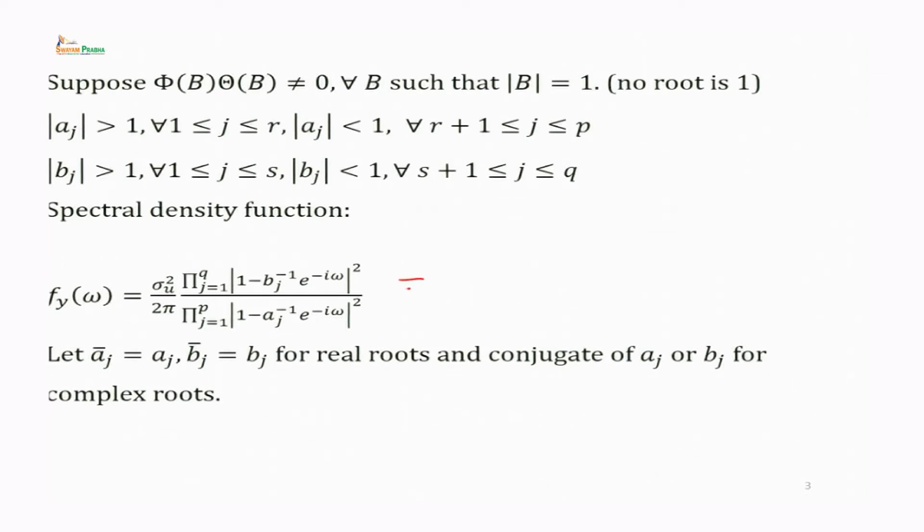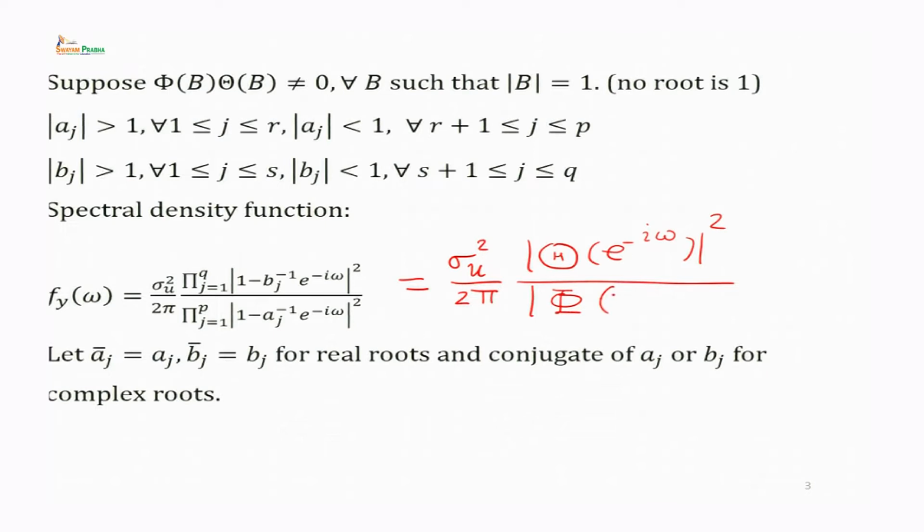So, actually we have substituted the values of... actually this is the expression for the spectral density function, and then we have written theta e to the minus I omega and phi e to the minus I omega as the product of these expressions, that means 1 minus b j inverse e to the minus I omega, mod of this squared, and in the denominator we have taken the product of mod of 1 minus a j inverse e to the minus I omega squared. You can write mod of phi b squared in this form.